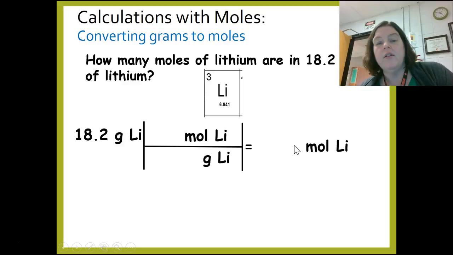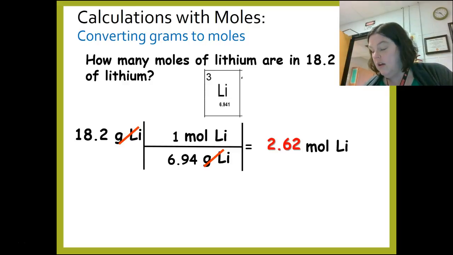So what number goes with grams? Well, this is just the atom lithium, so we're going to use this 6.94. It goes with moles, 1 mole. So now it's 18.2 times 1 divided by 6.94, and grams cancel out, and we get 2.62. Is that right? 18.2 divided by 6.94. Yep, that's right.